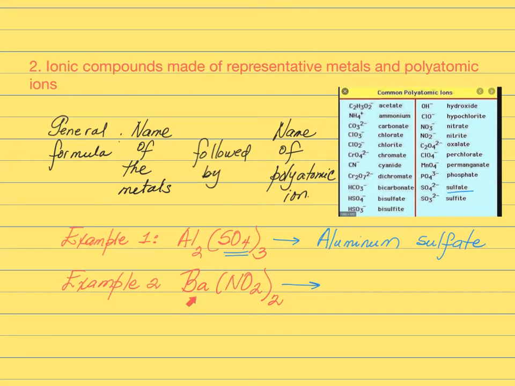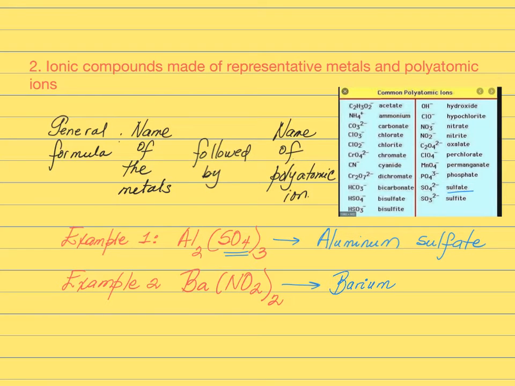My metal, barium, is in group 2, so it's a representative metal. And after my metal, I have more than one non-metal, so I have a polyatomic ion. So I'm going to proceed accordingly. The first step is to write the name of the metal. Remember, the cation never changes its name.